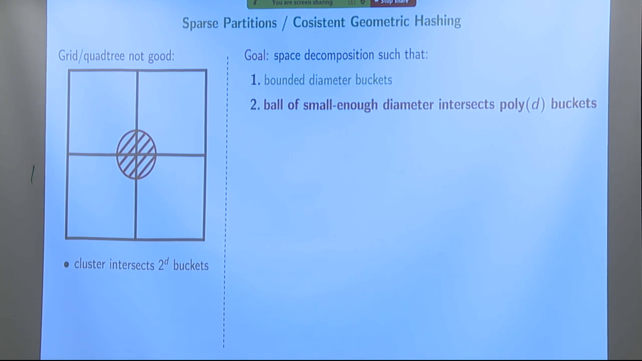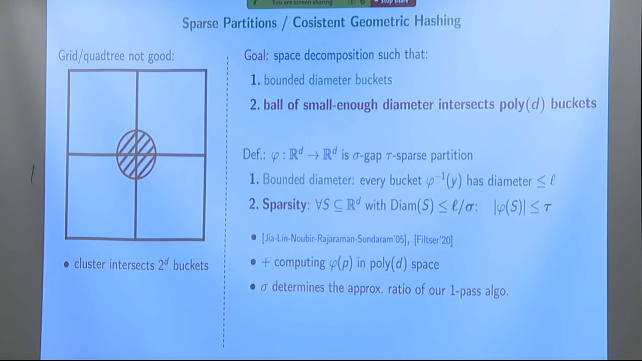There are bounded diameter buckets. That's for the points of large RP. They are kind of well separated from everything else. And for these dense clusters of many points, we would like them to intersect just a small number of buckets. Just a side remark: if you just impose a grid or quadtree, this wouldn't really work, because if you have a dense cluster around the vertex of the grid, it would intersect 2^d buckets. That's too much.